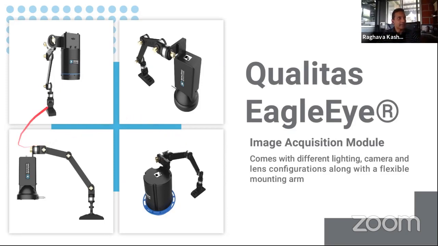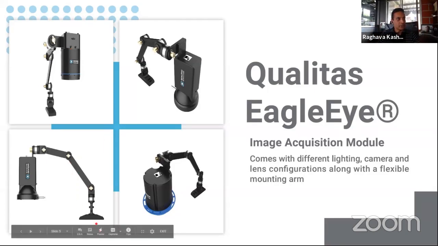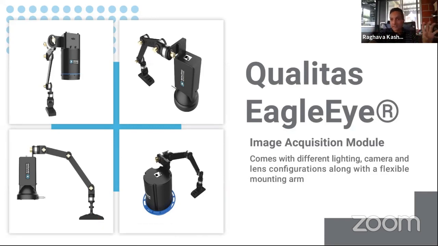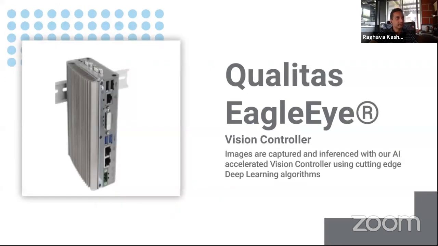And we have what we call an Eagle Eye image acquisition module. This is a very robust, industrial-grade camera mounted with lighting, optics, everything, which you can put onto any factory floor and use to acquire images. It is a very configurable module, which, depending on your application, you can configure to take the best images to process and take decisions.